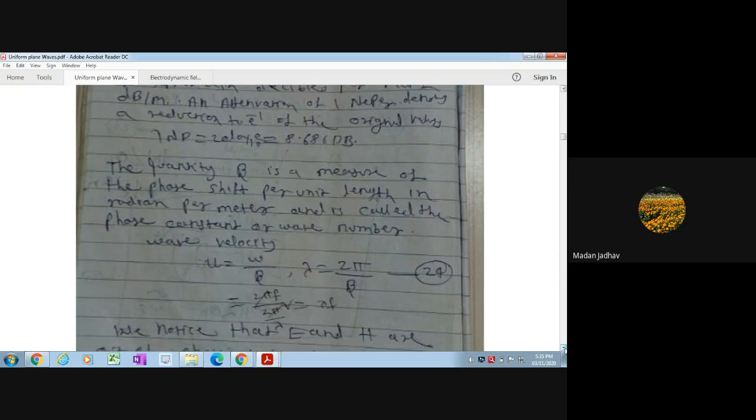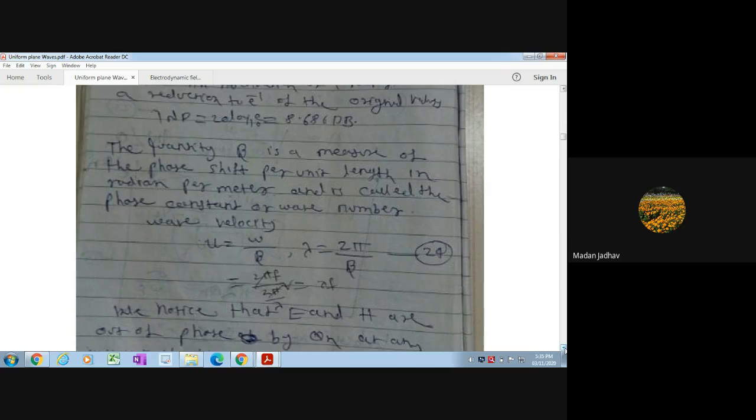Now another parameter of this wave is the phase constant. The phase constant is denoted by beta, and is the measure of the phase shift per unit length, means how much phase is changing per unit length of the wave which is propagating through the medium. It is also called the wave number or wave velocity. Therefore the wave velocity is omega divided by beta. Omega is nothing but 2 pi f, and beta is 2 pi by lambda, and therefore the wave velocity is equal to lambda into f. Now lambda is equal to 2 pi by beta.